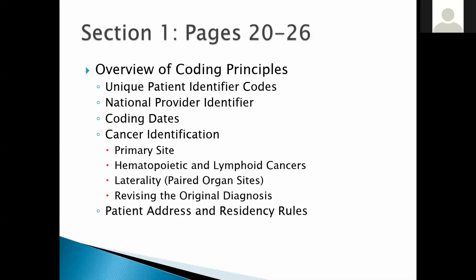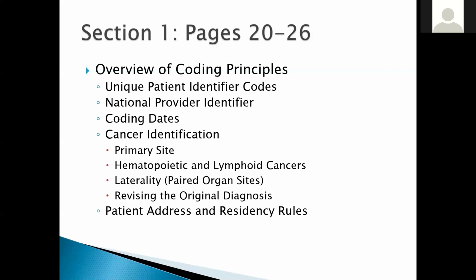At the bottom of page 24 onto 25 is revising the original diagnosis. This explains that anytime you find additional information on a patient's abstract, it can be and should be revised, even if it's a year later. There is no time limit in making revisions that give better information about the original diagnosis or stage. Examples are given for you to have a better understanding of this concept.